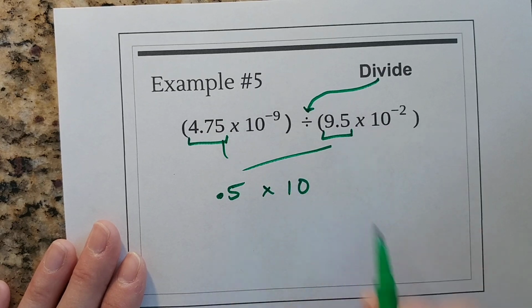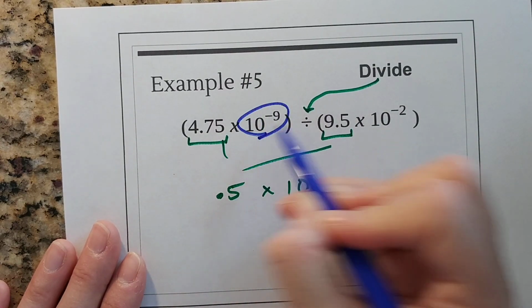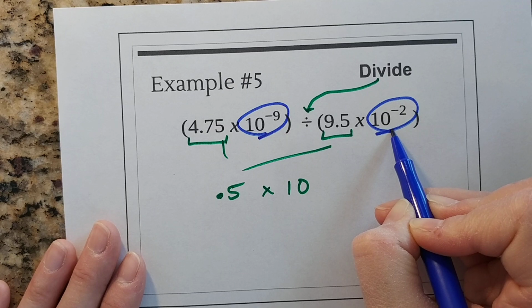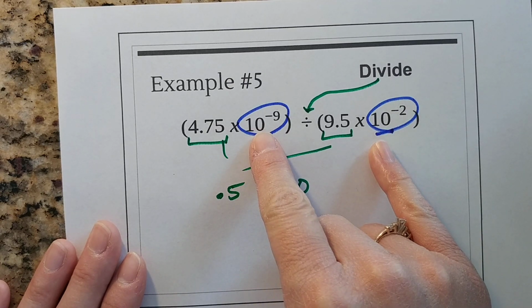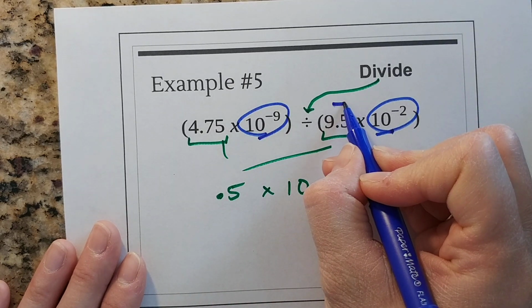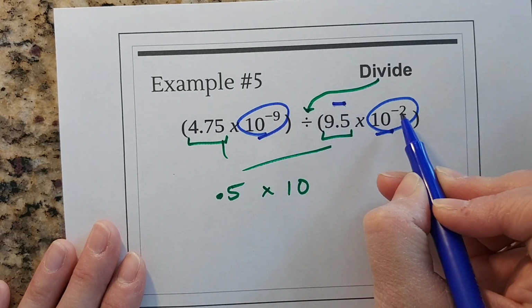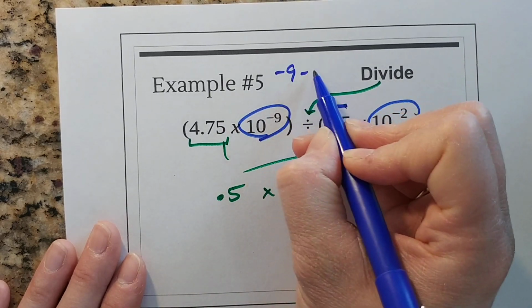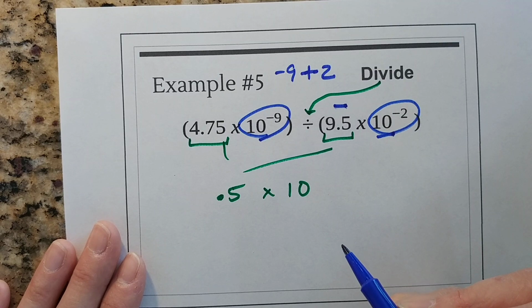Now let's do the powers. So here I have 10 to the 9th divided by 10 to the negative 2nd. To divide powers with the same base, I subtract the exponent. So negative 9 subtract negative 2. Do you see how that's adding? And I get negative 7.